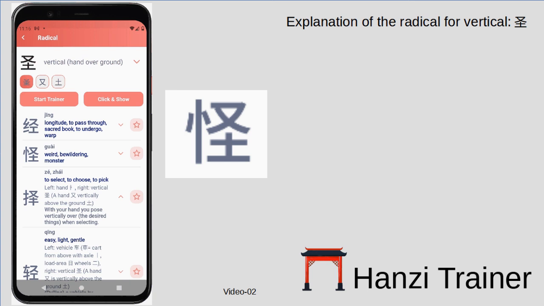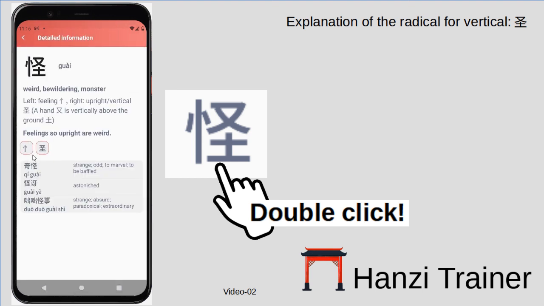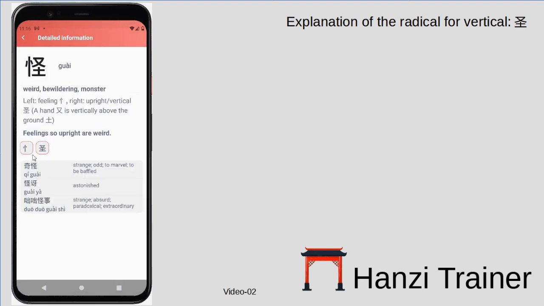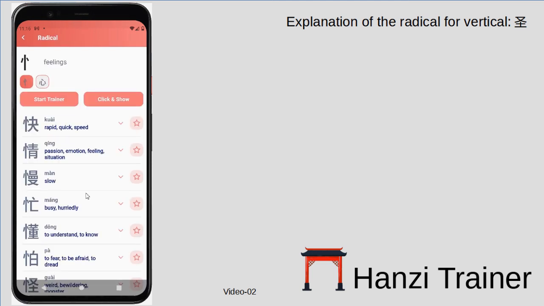When I want to know more about this kind of feelings, it's very easy to get it. I do a double click on that Hanzi character, then I come to a follow-up page with more information about this character, and among this information we have the radicals which are used in this character. I go on the radical for feelings and I come to all characters which are using the radical for feelings.